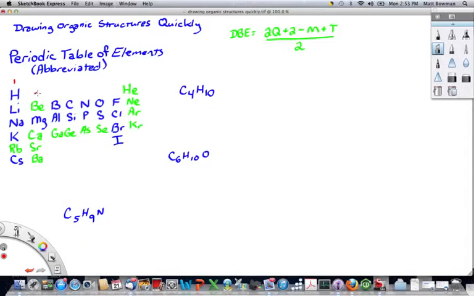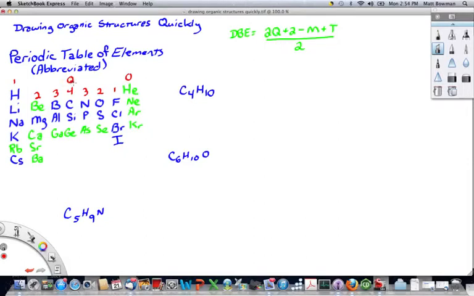1, 2, 3, 4. Once you get to 4, start counting backwards. 3, 2, 1, 0. What these numbers represent are the number of bonds in order for an atom to be neutrally charged. Hydrogen, lithium, sodium, 1 bond. Magnesium, calcium, 2. Boron, aluminum, 3. Carbon, 4. Nitrogen, 3. Oxygen, 2. Fluorine, 1.